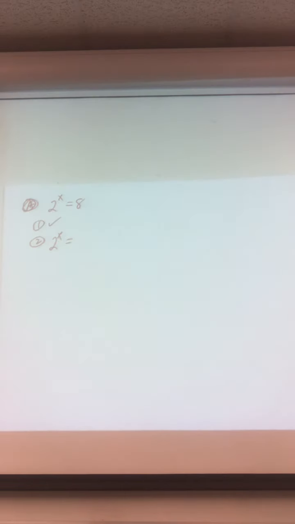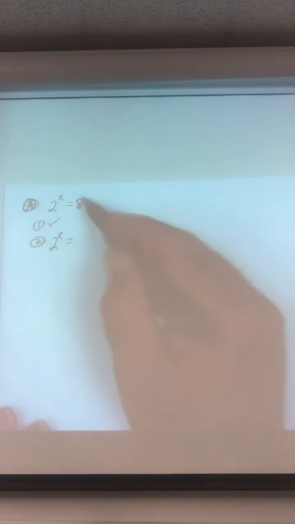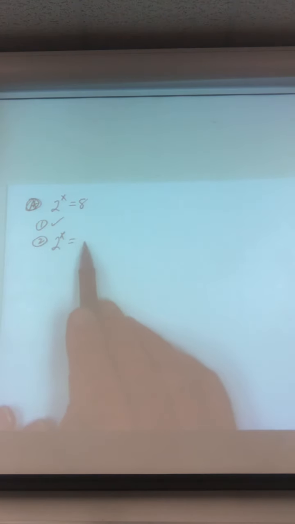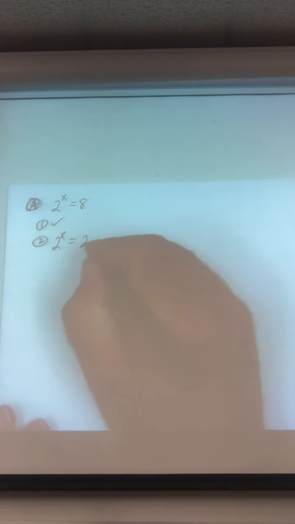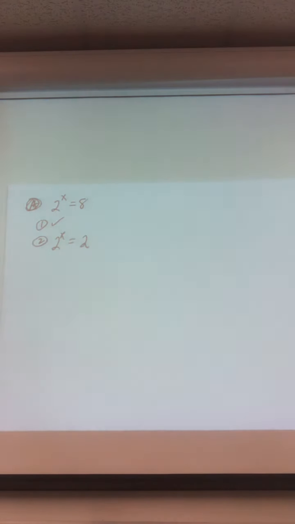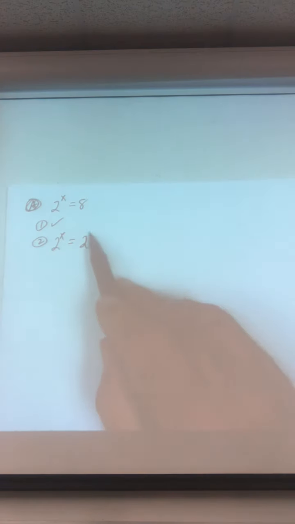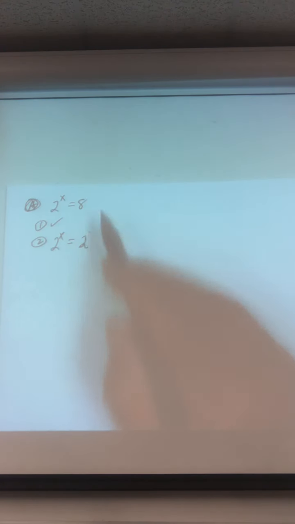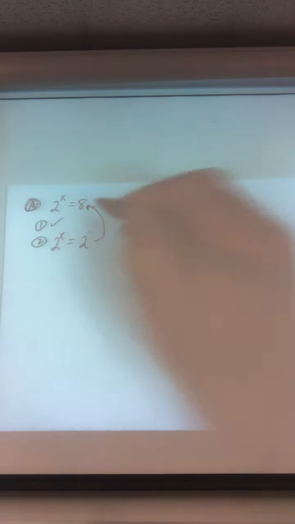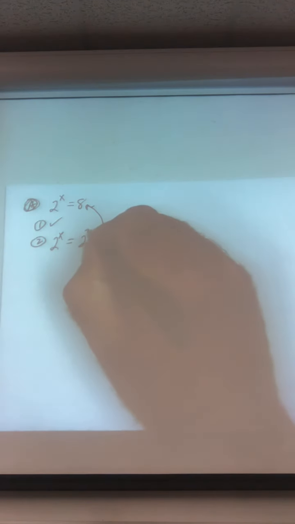Now the right side. What we want to do on the right side is try to use the same base on the right side that we used on the left side. Well, the left side we used base 2. So I want to try to rewrite 8 using base 2. So what power would I have to put on this 2 to get the 8? 2 to the third.